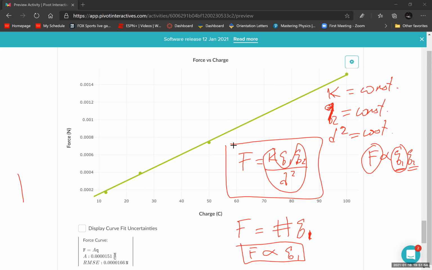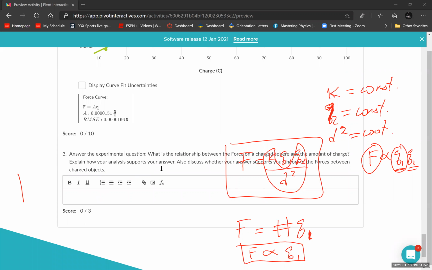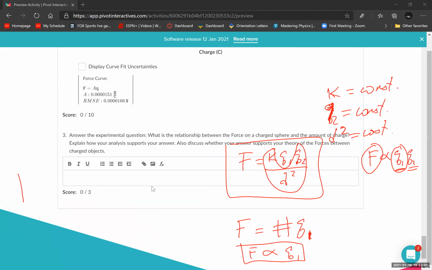All right, guys. Pretty much after that is just answering the basic discussion about this experiment, about your result. And then that's it for this experiment.